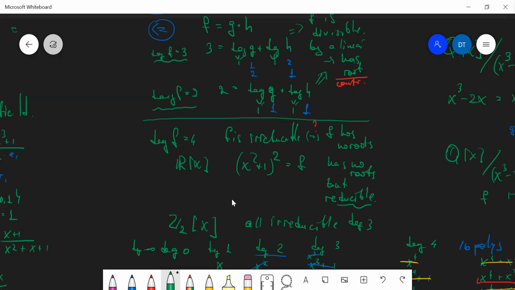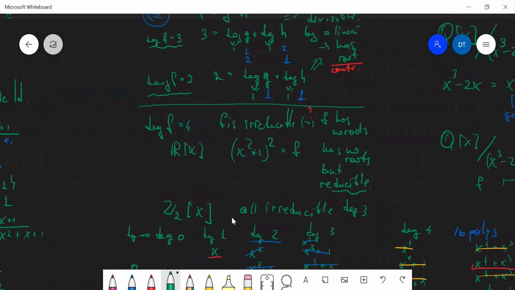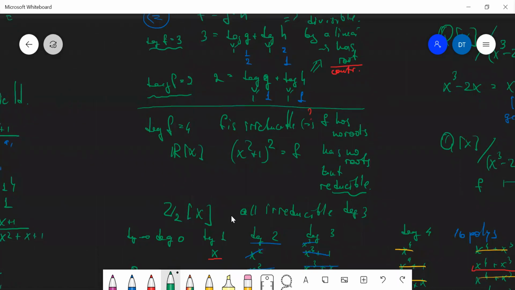But the question is, is it always false, or just not correct? Oh, you mean is it true that for every field you can find a polynomial of degree 4 such that it has no roots, but it's still reducible? Yeah. Well, for example, for complex numbers, it's not true, because complex polynomials always have roots. You're reducible if and only if you have a root, because the only irreducible polynomials are linear ones.